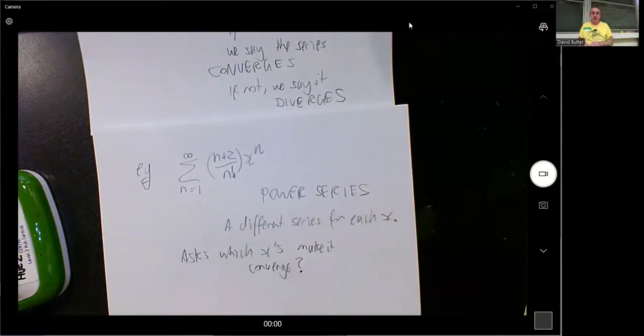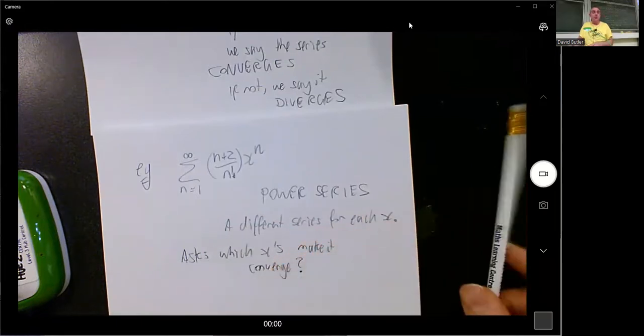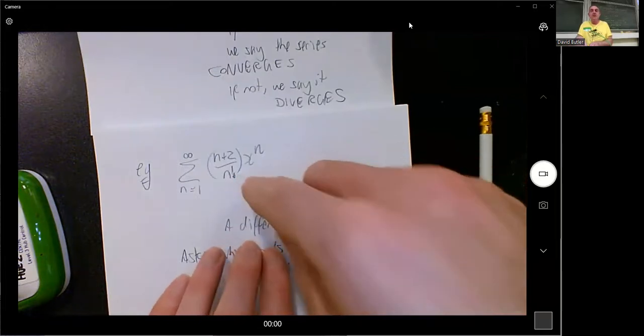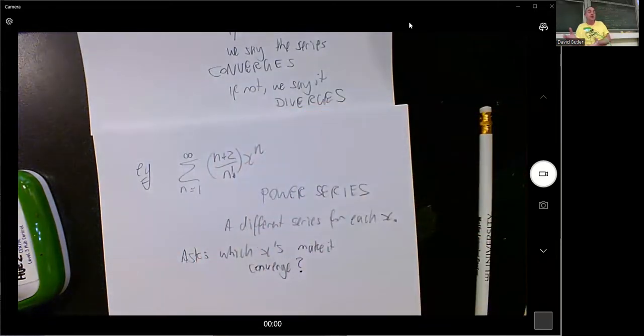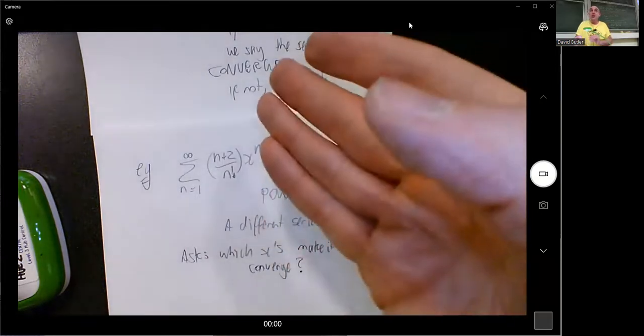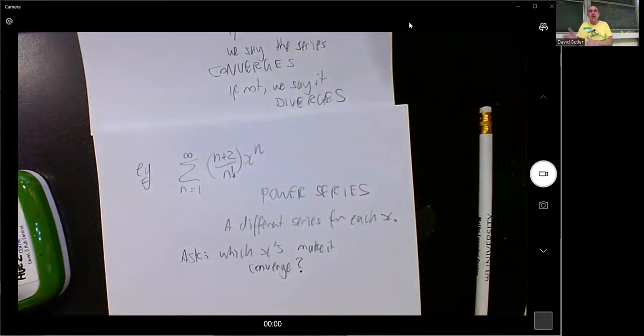Which x's make it converge? That's the question I'm going to do. So subbing in a different x gives you a different series. Does that one converge? If I sub in x equals a half, does that one converge? If I sub in x equals 10, does that one converge? I want to know the collection of all the x's that make it converge. That's what I want to know.